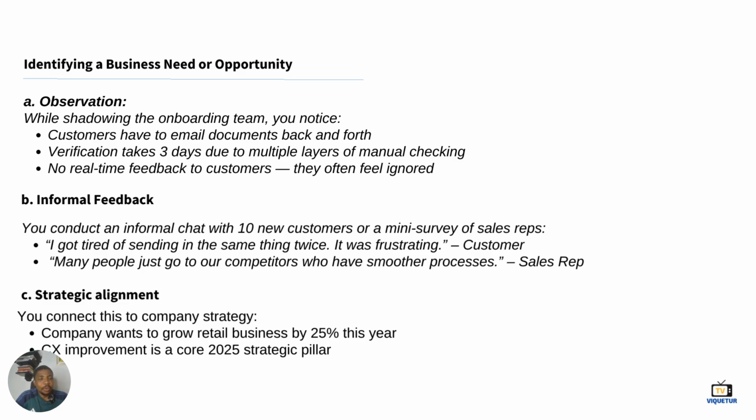Now say, okay, you go to the onboarding team to observe them. We already said observation is of two types, active and passive, right? From your observation, you can see that customers have to email documents back and forth. You send a document, oh, your document is not complete, send another one, and so on. You see that verification takes 3 to 5 days due to multiple layers of manual checking. Then there is no real-time feedback to customers, right? These are the things you've observed.